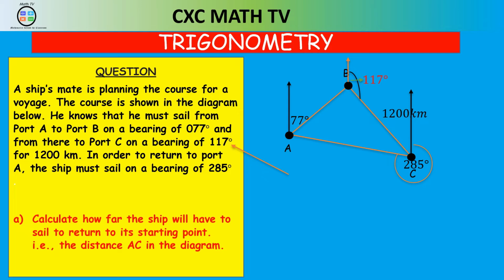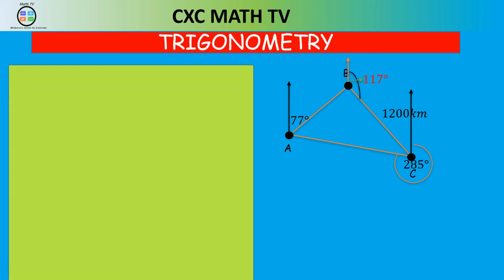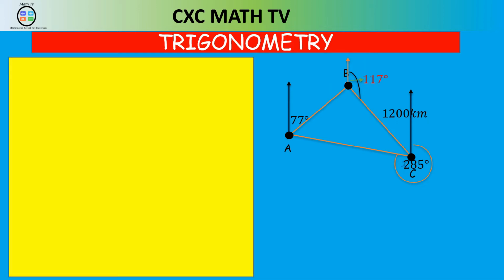Now, look at this right here. If we call the angle that we input at port C, X, given that we know that the bearing at B is 117 degrees, we know 117 plus X equals 180, because co-interior angles sum to 180. So if we transpose it, we'll get X is equal to 63 degrees. So now we can replace it with 63 degrees.